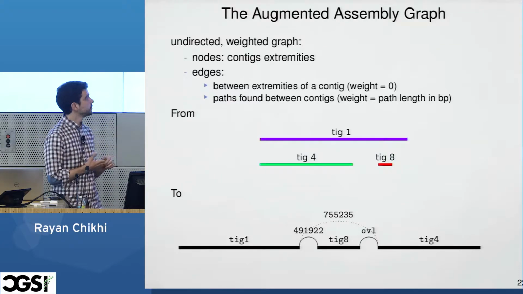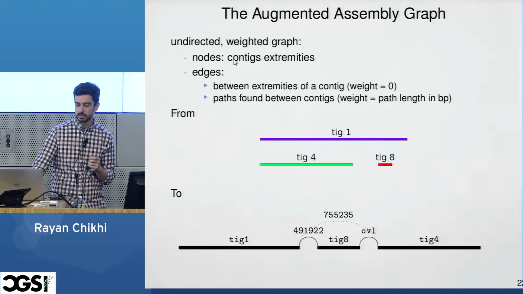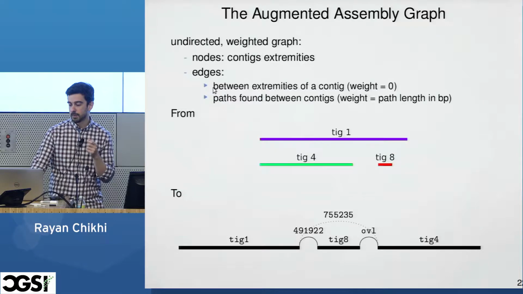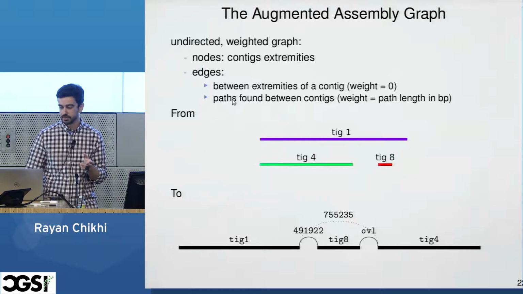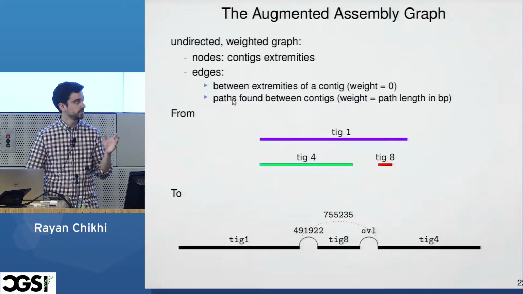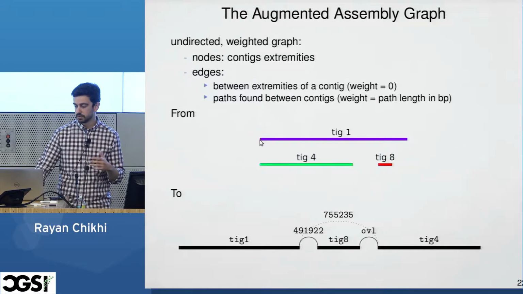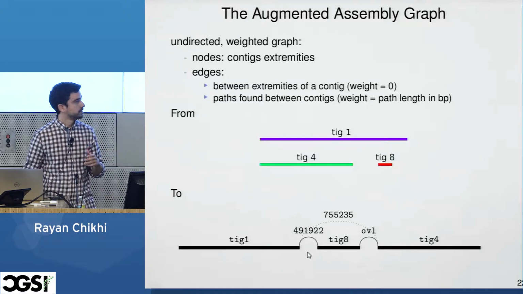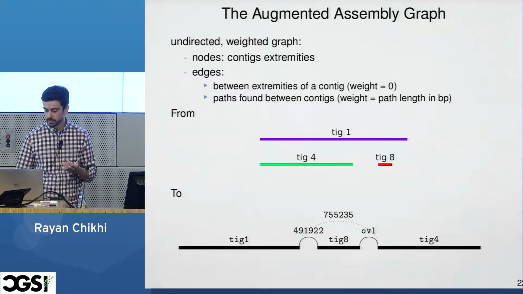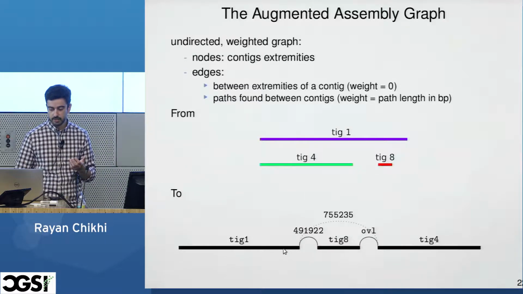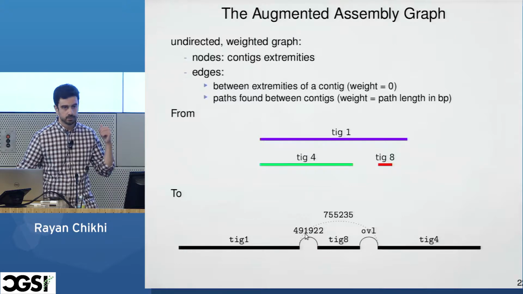The augmented assembly graph looks a bit like this. It's a graph that is undirected and weighted. The nodes correspond to contig extremities, and the edges correspond to either extremities of the same contig or paths found between two different contigs in the read graph. Using this formalism, we can go from an assembly graph that is quite uninformative because it has no edges between nodes to a graph that looks a little bit like this. We still have the same contigs, but now we know the putative adjacency between contigs. For instance, these two overlap, and these two are separated by a very long segment, which corresponds to the instance of the repetition I talked about earlier.